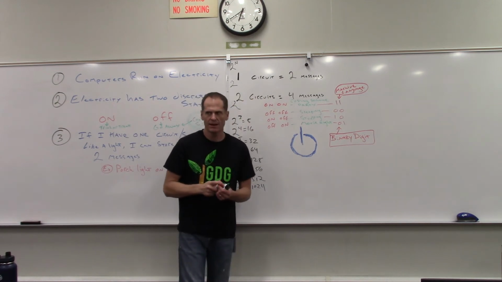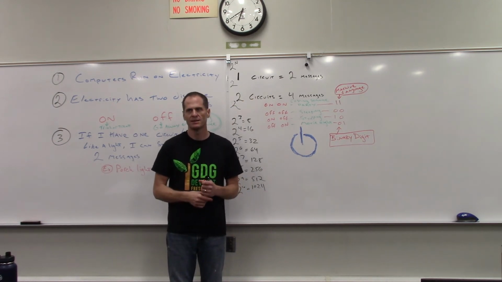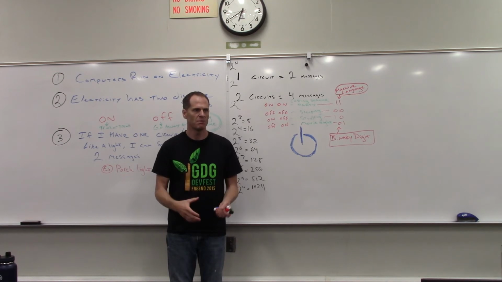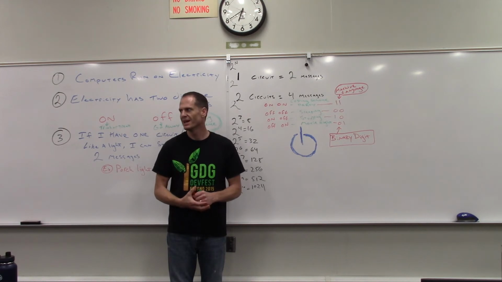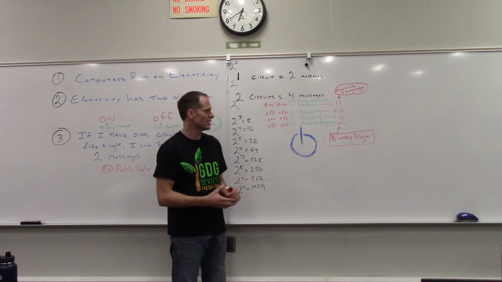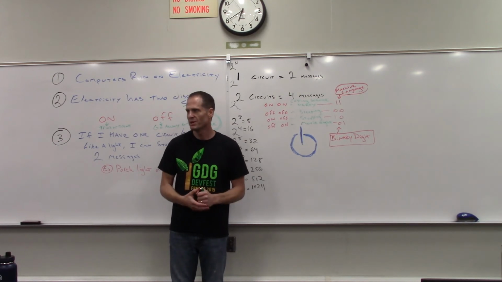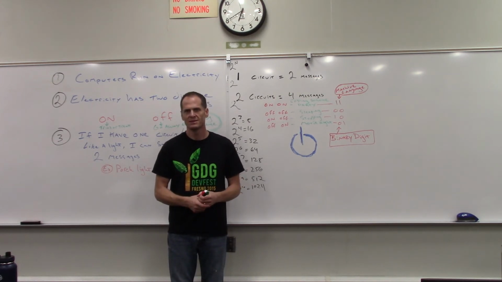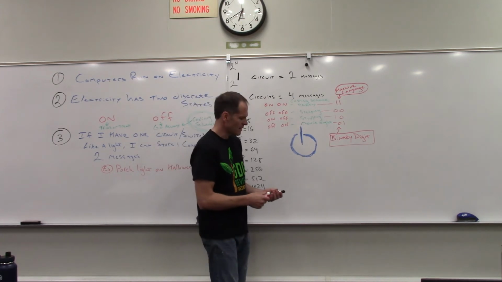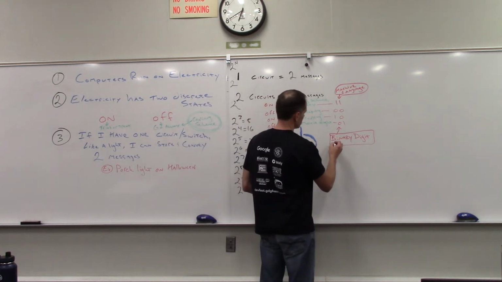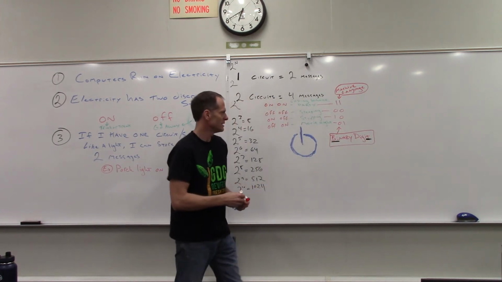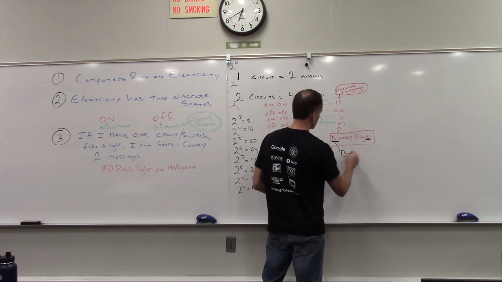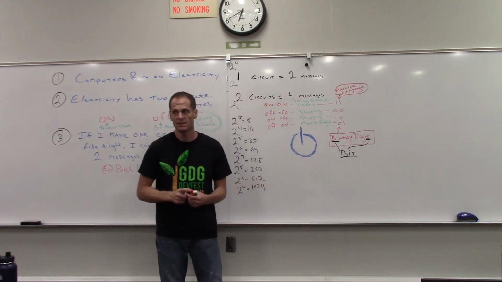Why do we call it binary? What's the prefix bi mean? 2. Bicycle, 2 wheels. Biplane, 2 wings. Only 2 numbers. Binary is two numbers, 0 and 1. And so when we talk about a bit, a bit is a binary digit. It's a single bit. It's a 0 or a 1.